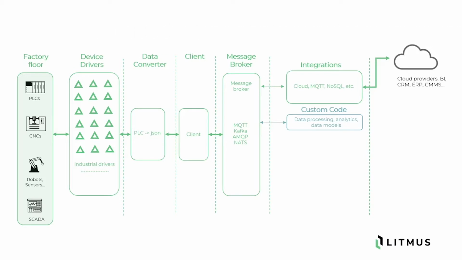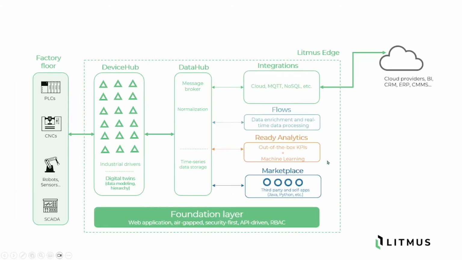So if you take a look at the Litmus Edge, it has a very similar architecture. However, all of that architecture is built into a single platform. So here we have our Device Hub where all the drivers live. This allows us to connect to all the devices on the shop floor. We then have a built-in message broker called Data Hub where all the data is being normalized and broadcast into this message broker that's built in.